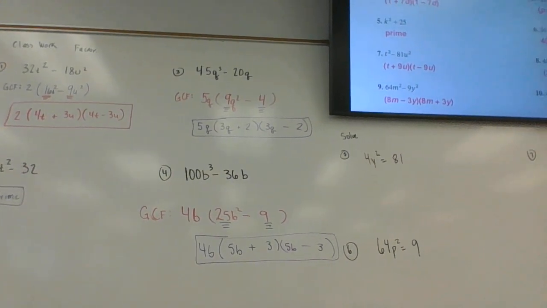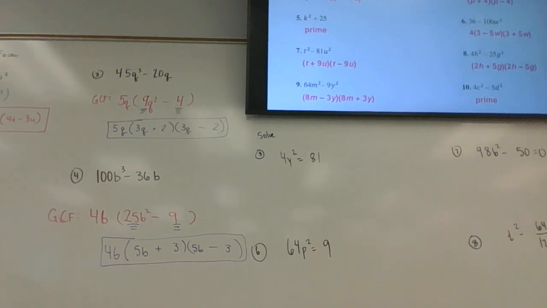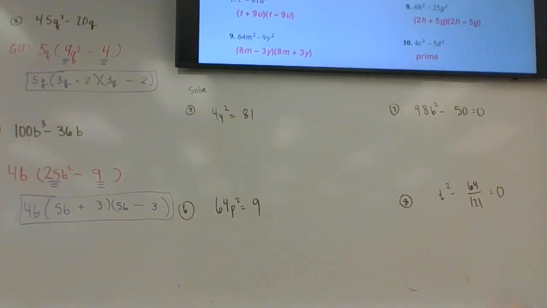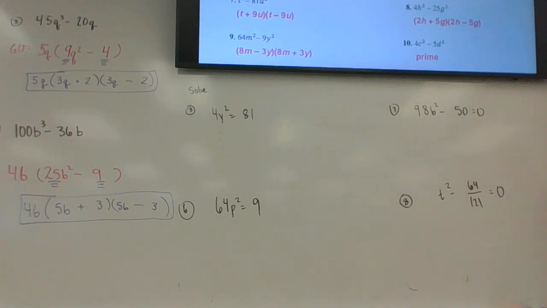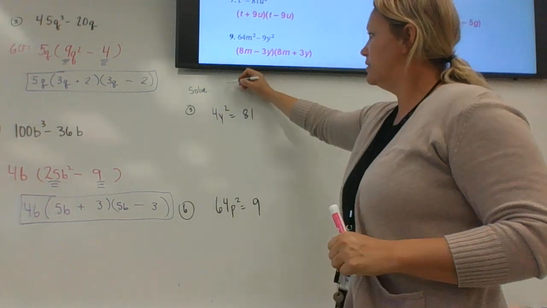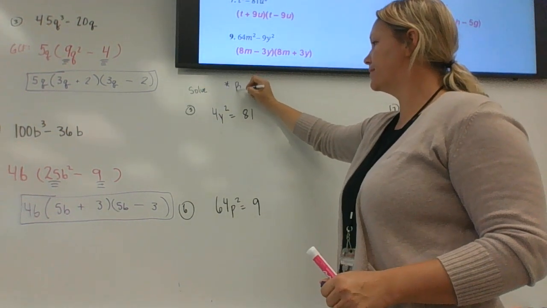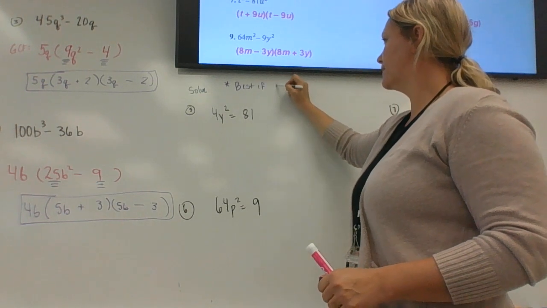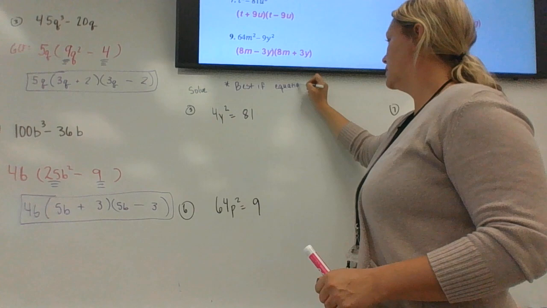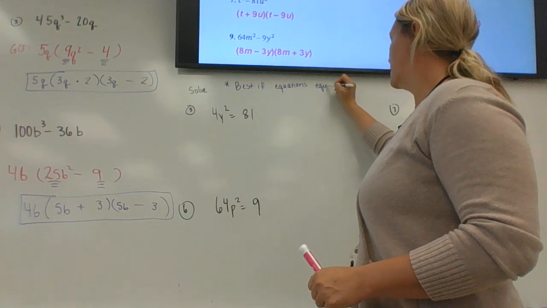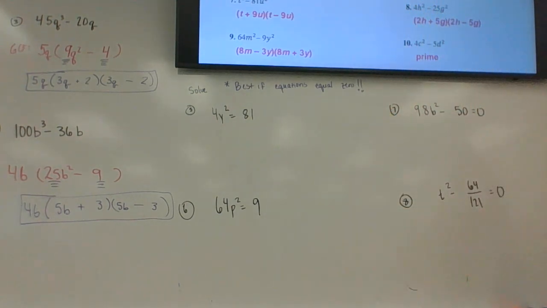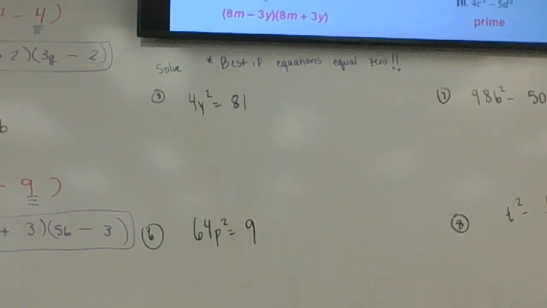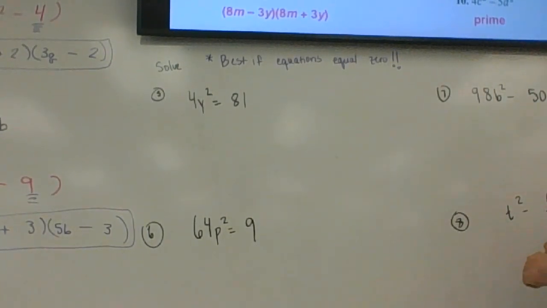So the next 6 are different. They have equal signs. They have to be solved for either. Their equations. So, to solve by factoring, it's best if our equations equal 0. The directions won't tell you that. For these particular problems, it's really best if your equations equal 0. So I really, really need a 0 here.